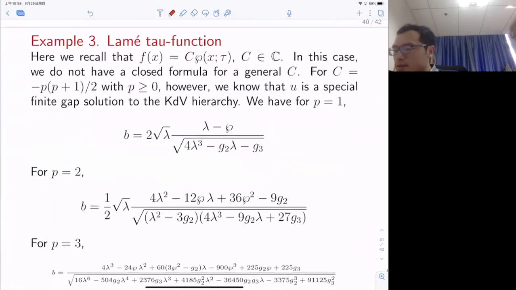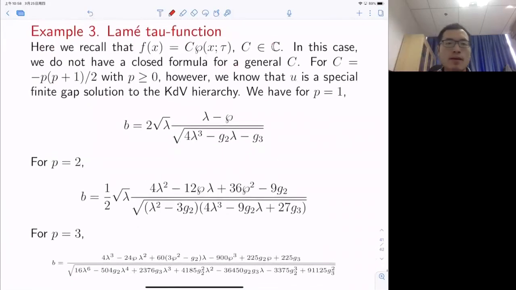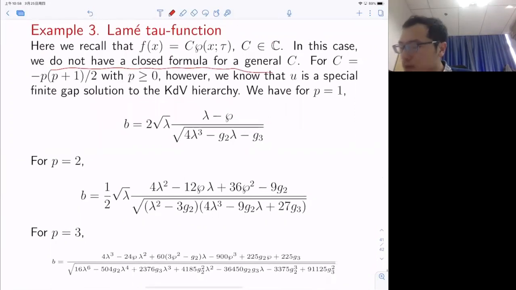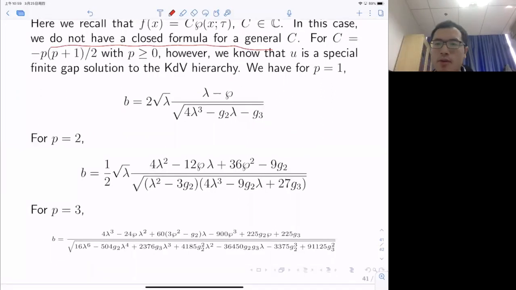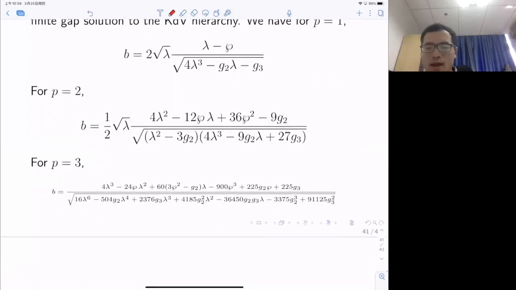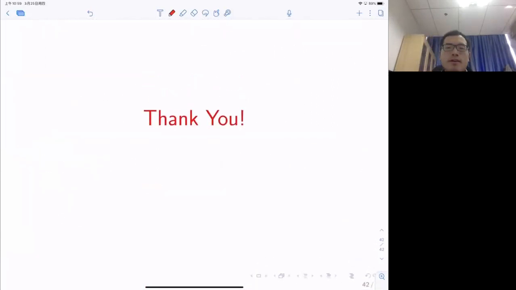Finally, let's look at the third example, the Lamé case. In this case, we do not know a closed formula for psi star. However, for the particular case where c equals minus a triangular number, and in particular with p equals 1, 2, 3, we also have the explicit formula for psi star. So I'll stop here. Thank you.